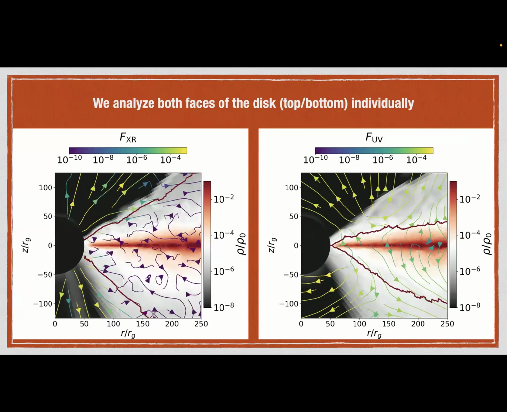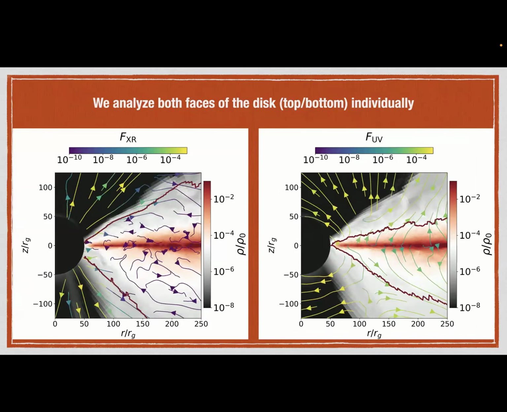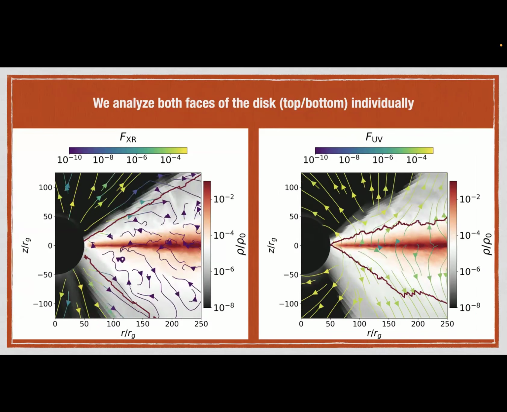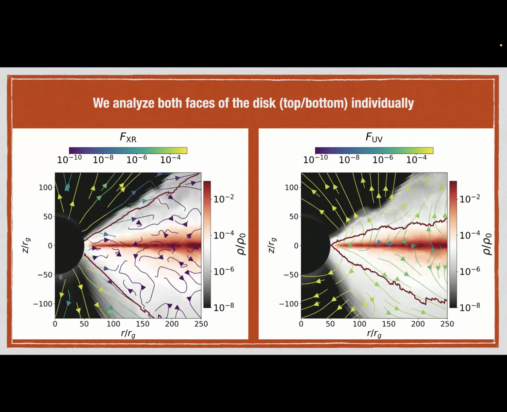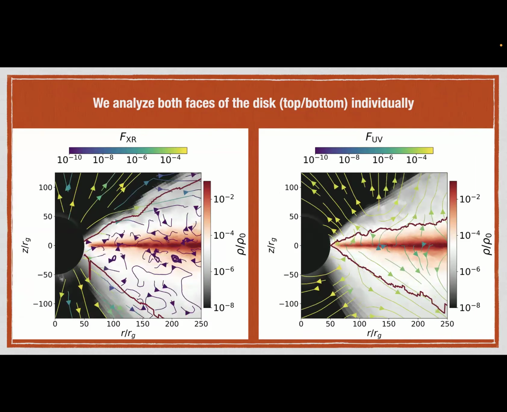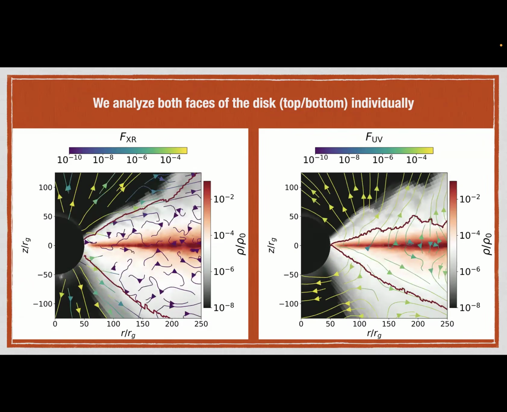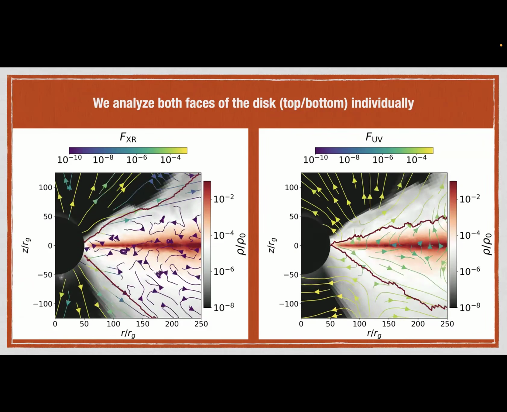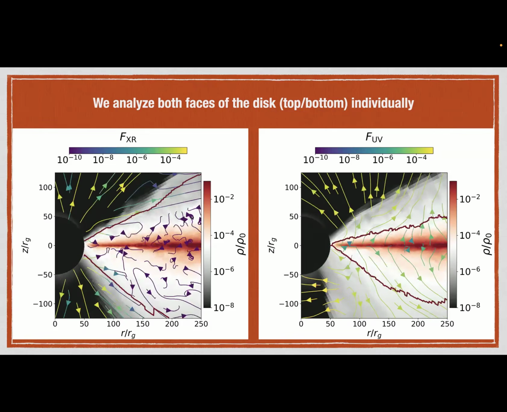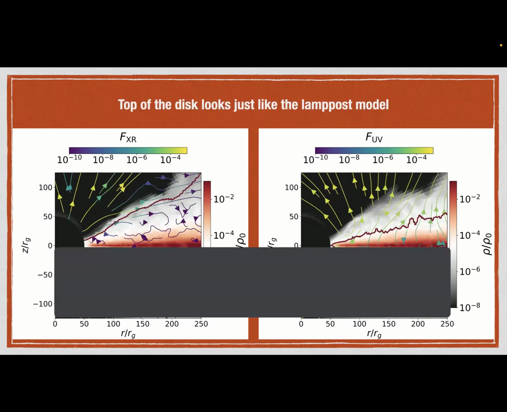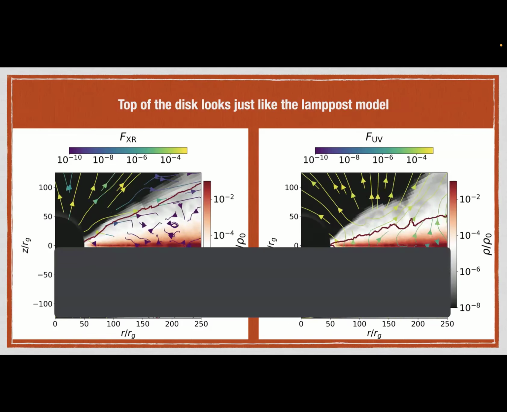And so one thing to note is that we're actually going to analyze both faces of the disk, the top and the bottom, individually, so above and below the midplane. That's because usually when we observe these kinds of AGN disks, we're observing them mostly face on. And so you would really observe these as two completely different AGN disks. And so first, we're just going to focus on the top of the disk.